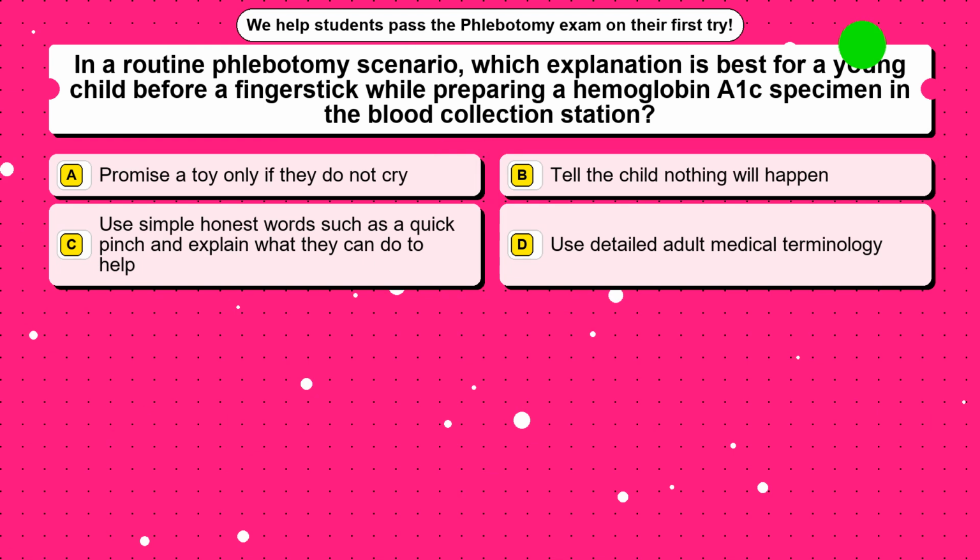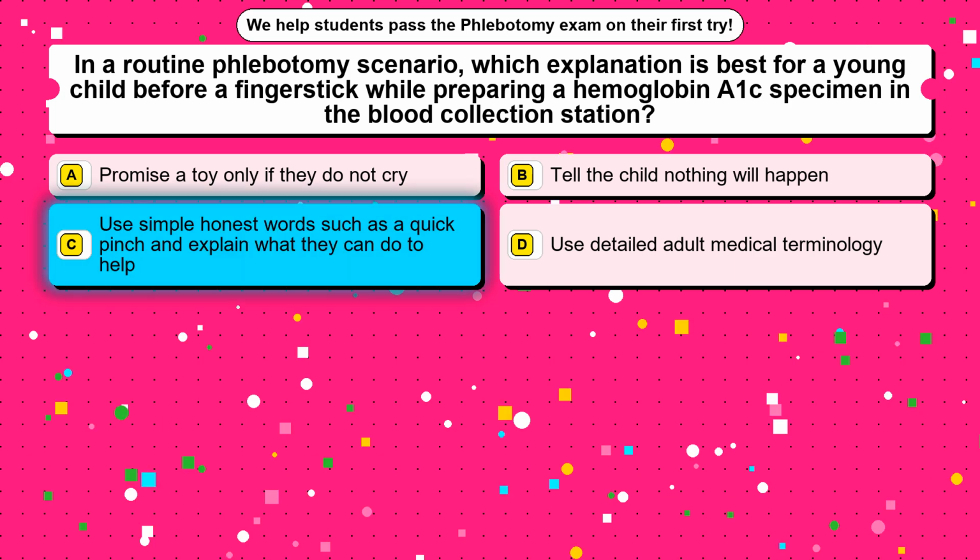Question 75. In a routine phlebotomy scenario, which explanation is best for a young child before a fingerstick while preparing a hemoglobin A1C specimen in the blood collection station? Option A. Promise a toy only if they do not cry. Option B. Tell the child nothing will happen. Option C. Use simple honest words such as a quick pinch and explain what they can do to help. Option D. Use detailed adult medical terminology.